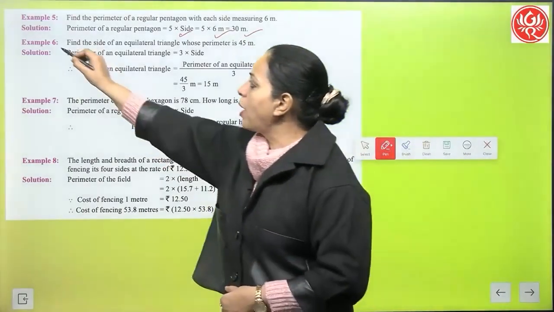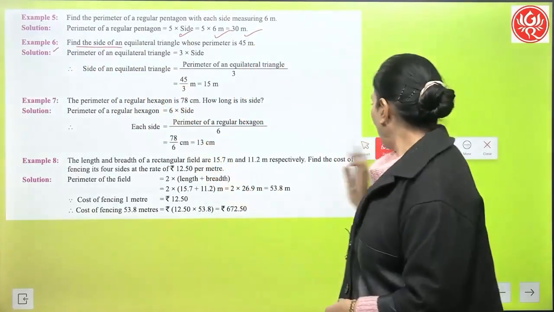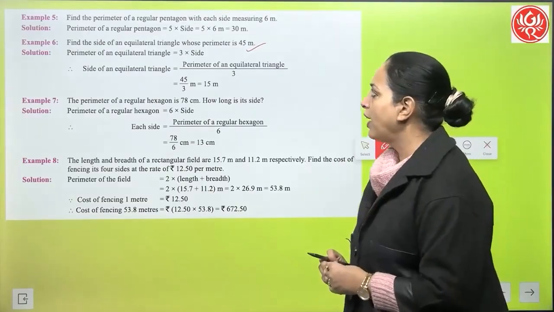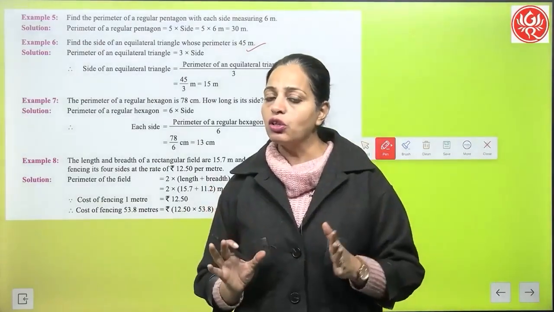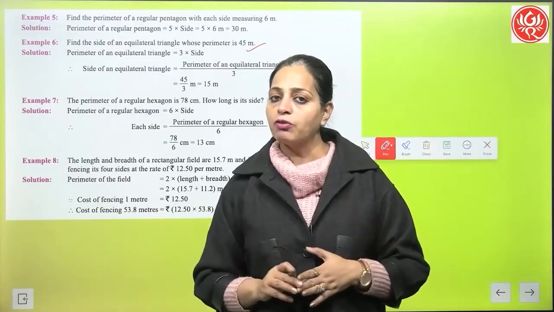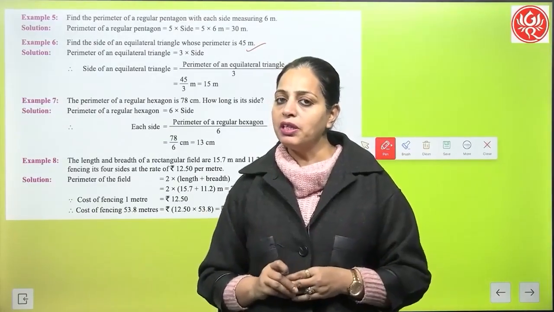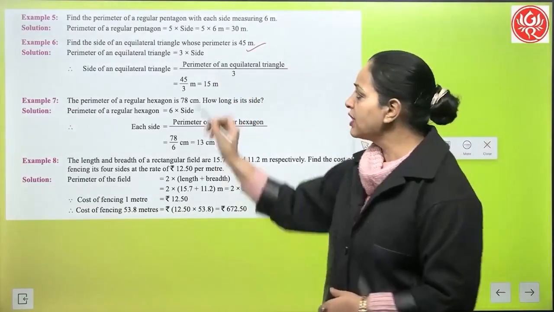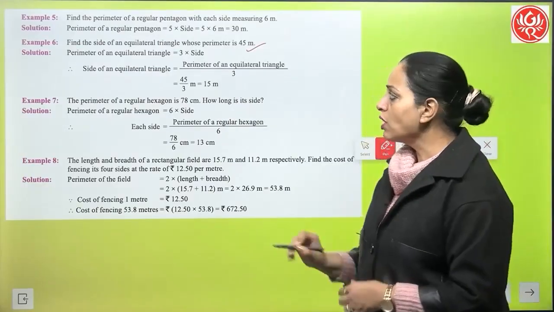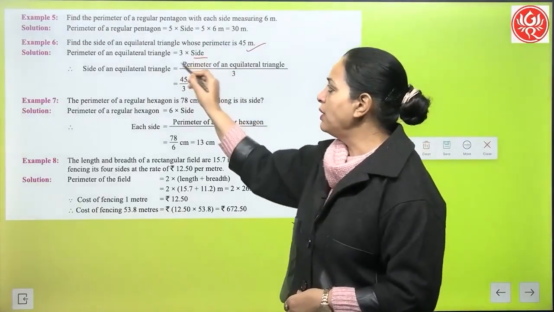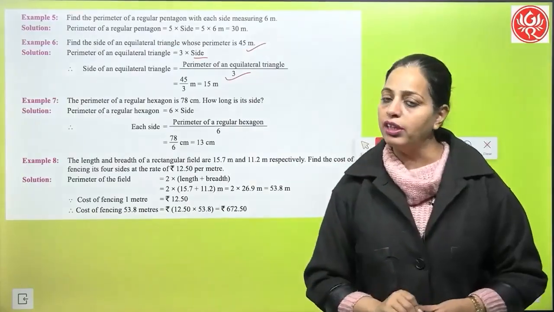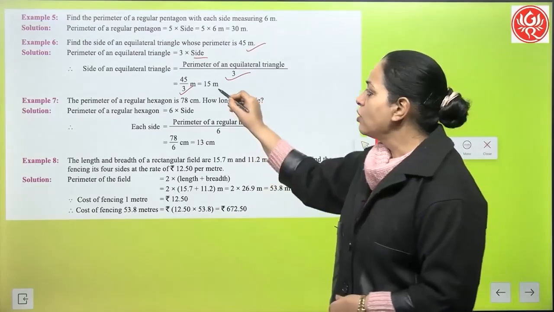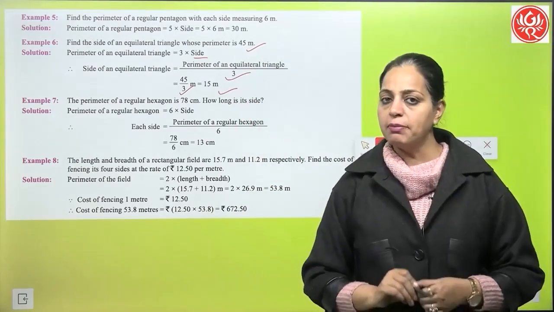Okay. Now example 6. Find the side of an equilateral triangle whose perimeter is 45 meter. Now in this question we have perimeter. We have to find the side. You know perimeter is 3 into side. Perimeter of an equilateral triangle is 3 into side. So what is the side? Side is perimeter divided by 3. तो perimeter को हम क्या करेंगे? 3 से divide कर देंगे. So answer is 15 meter.